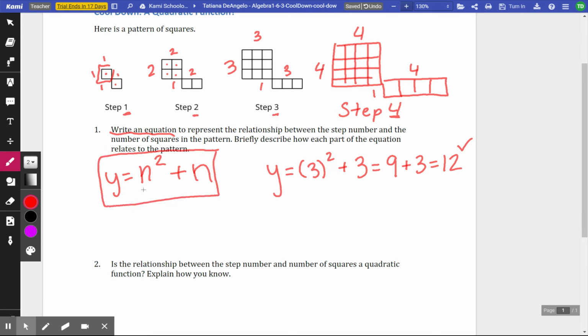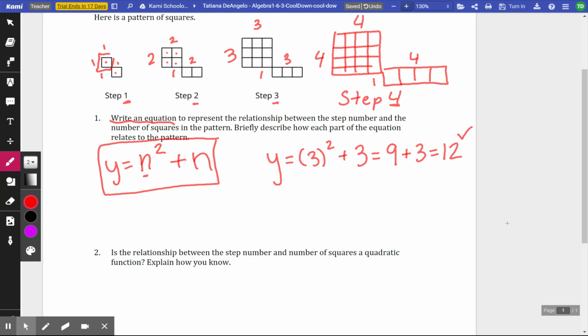And again, the n squared part came from 1x1, 2x2, 3x3, 4x4. The step number multiplied by itself. And then the plus n came from this diagonal box. This is adding 1 onto it. This is adding 2 onto it. This is adding 3. This is adding 4. And it's always directly correlated to the step number itself.